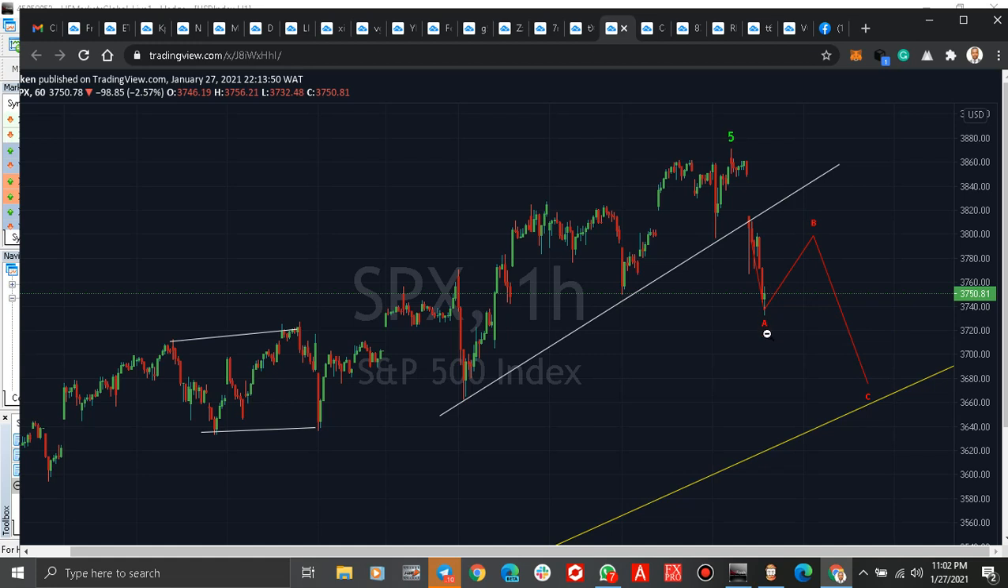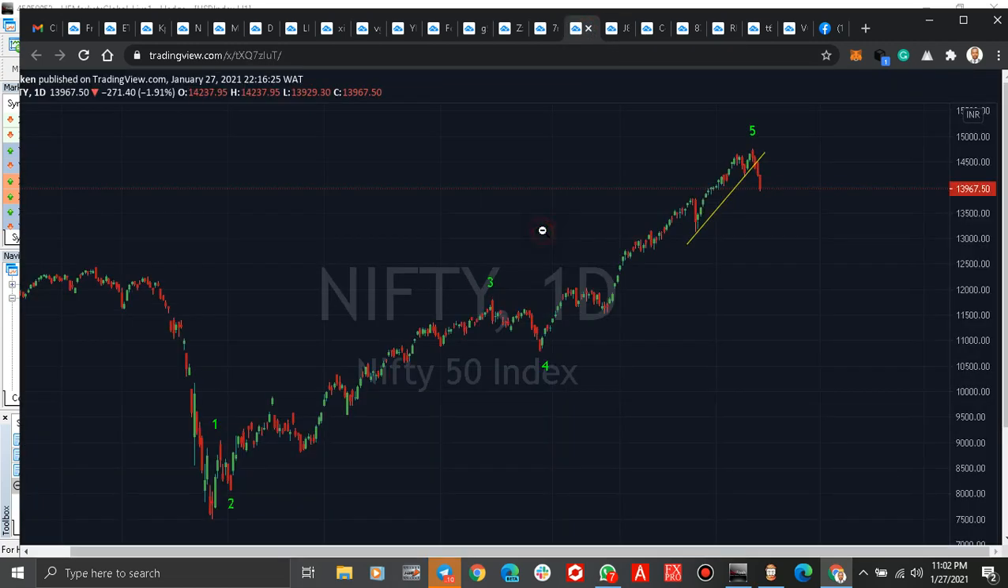I'm not in the trade. I will trade it when I get a correction. I will trade either from here to here or from here to here, depending where the wave B stops. Okay, Nifty, all the indices are doing almost the same thing, but some are deeper than the others. Okay, let's go to 4 hour at once. You can see this is wave 5, but as I said, the wave 5 might not be over. Okay, but for now, let's take it as wave 5.